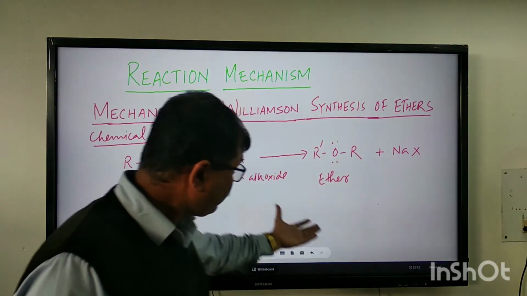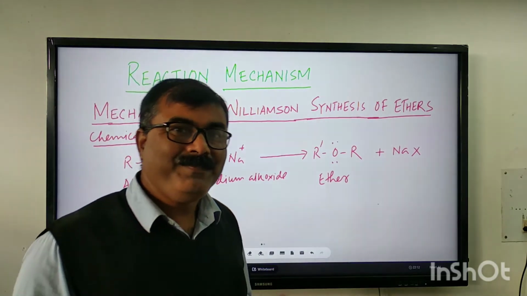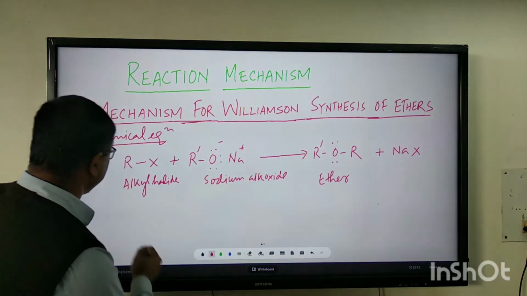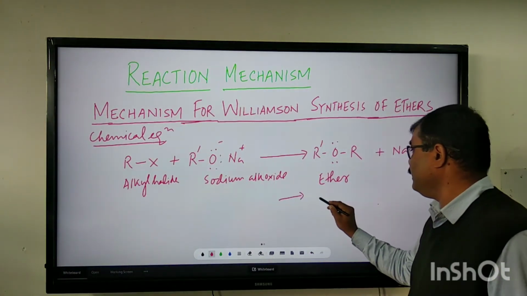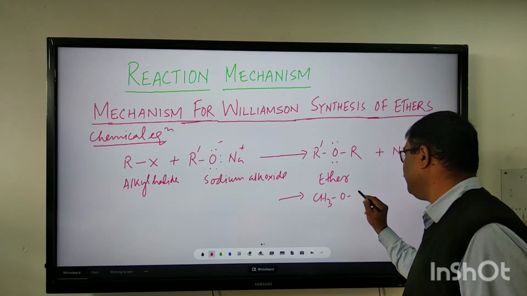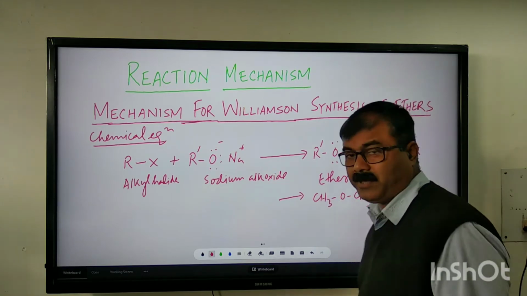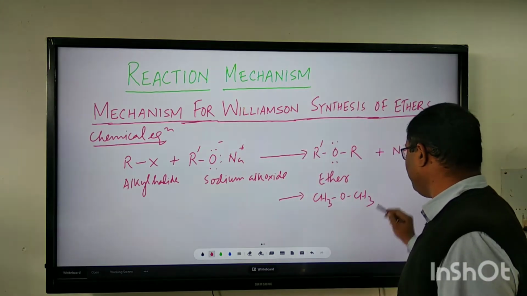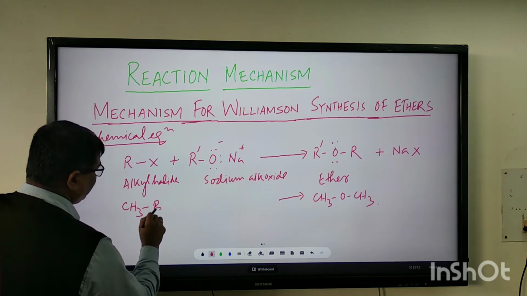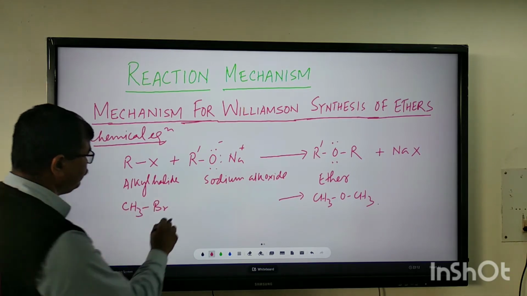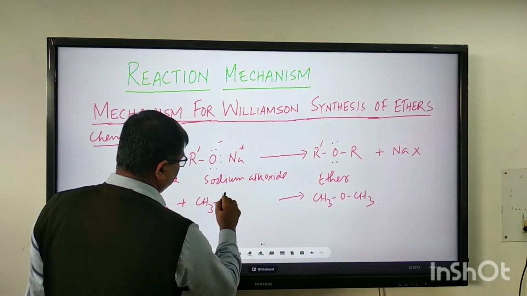Now we will learn the mechanism for this particular reaction. But before writing the mechanism, as I said, by this method we can prepare both symmetrical and unsymmetrical ethers. Let us see an example. Suppose we need to prepare a symmetrical ether, suppose methoxymethane. This is a symmetrical ether because both alkyl groups are similar, that is methyl group. For that, I have to take alkyl halide, so methyl bromide, and sodium alkoxide, that is sodium methoxide.